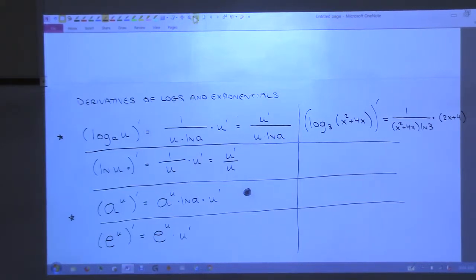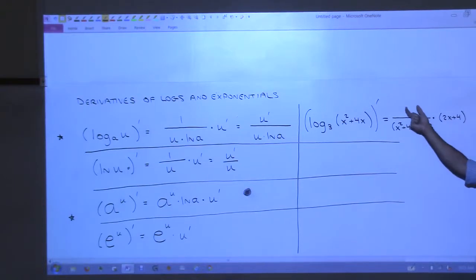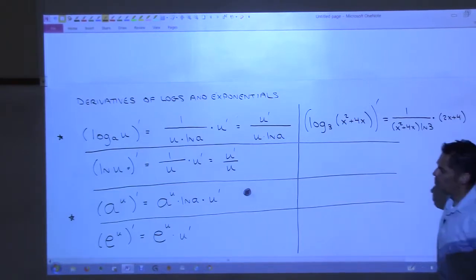Is that all right? The only other thing you really could do here is take this 2x plus 4 and put it on top. Just slide it up on top. That's your derivative. So does that formula make sense? Okay. Now let's take a look at the next one.